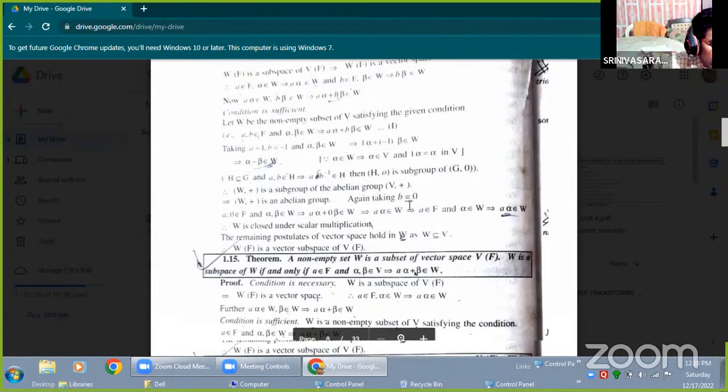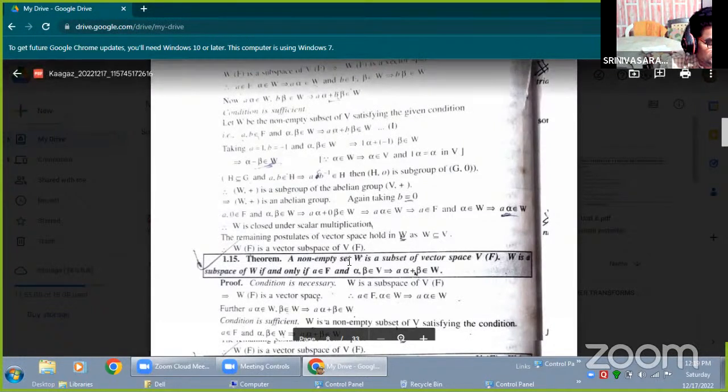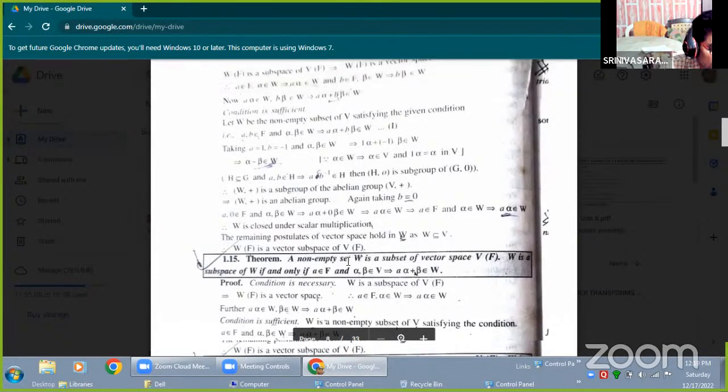Again, taking b equal to 0 in a alpha plus b beta, we get the scalar multiplication. Therefore, W is closed under scalar multiplication. Alpha minus beta belongs to W. These two conditions we have already discussed in the first theorem of subspace. That's why, for the non-empty subset, all the postulates hold in W(F) in V.